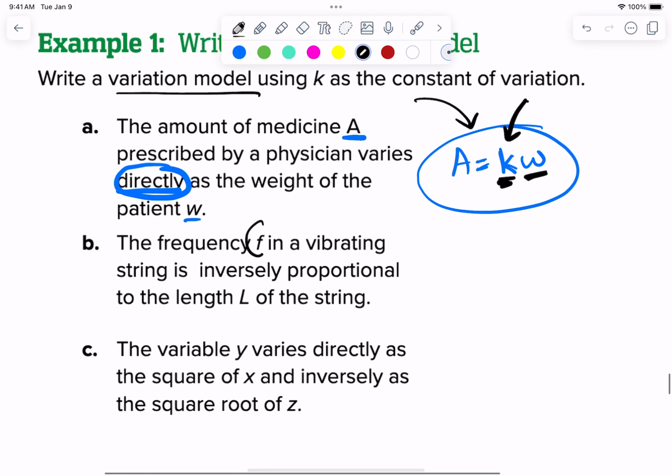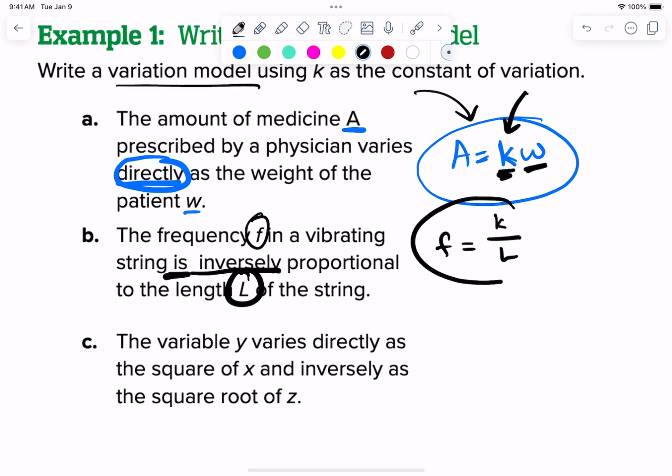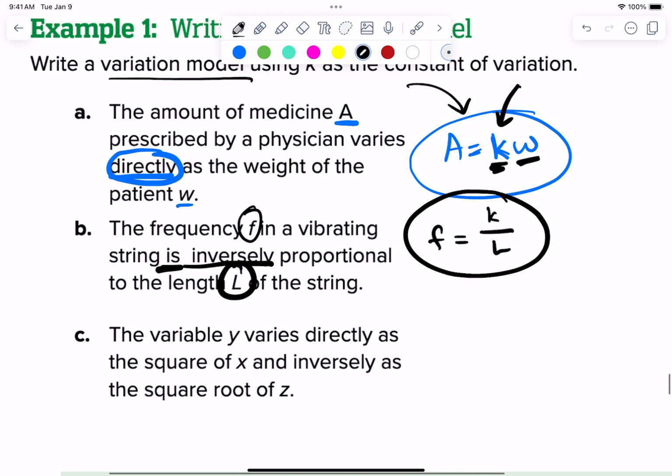B, it says the frequency, which is F, is inversely proportionate to the length, okay? So F equals, since it's inverse, K goes on top, and L goes on bottom. This is my variation model. Okay, they're just having you write out what the skeleton of the model is. Got it? Not solving for anything yet. Are we gonna do this on our homework? I think so. I think that's what the first three of them are.